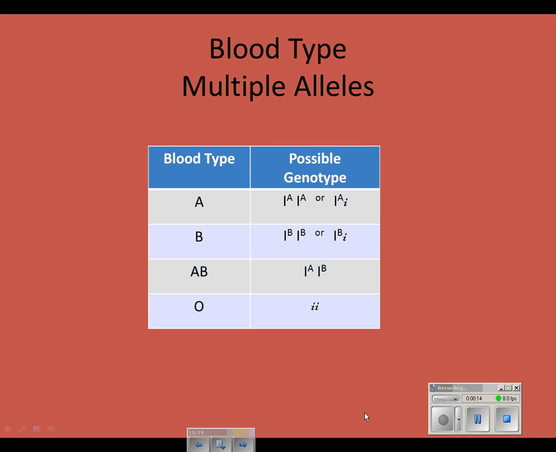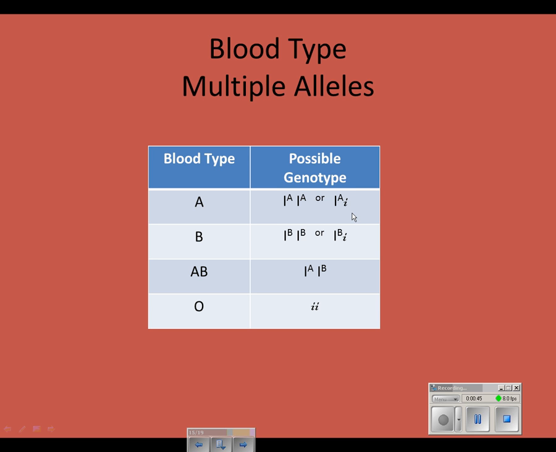Blood type has multiple alleles, and this happens in a couple of different traits, such as skin color in humans. There are 4 different blood types that we could have: A, B, AB, or O. We call them the ABO blood groups, and it has to do with the antigen, or the protein, that's present on the red blood cells. You would either have the A proteins, the B proteins, or no proteins, no antigens at all on your blood cells. And to show this, we have these different alleles.